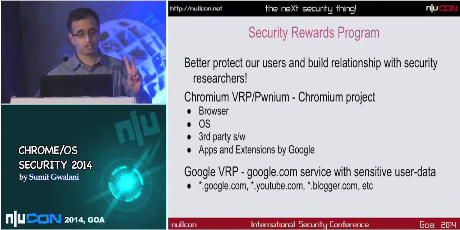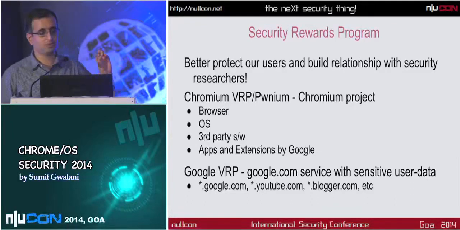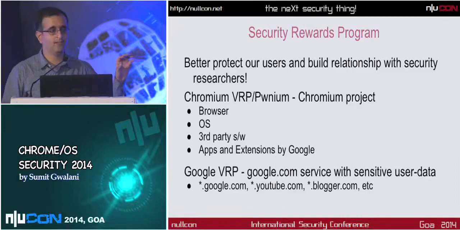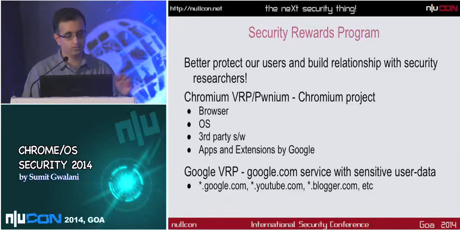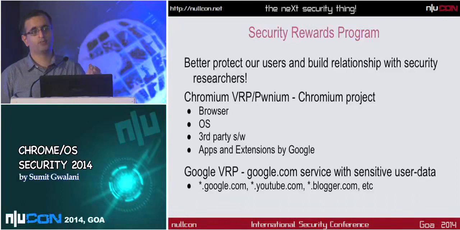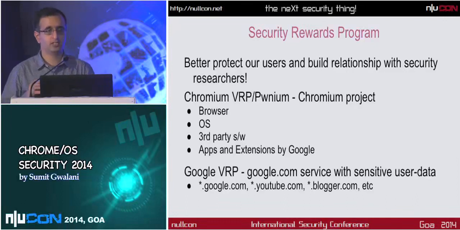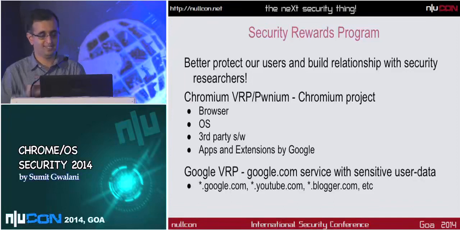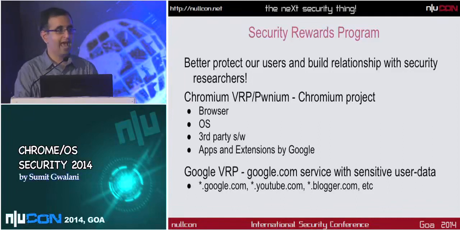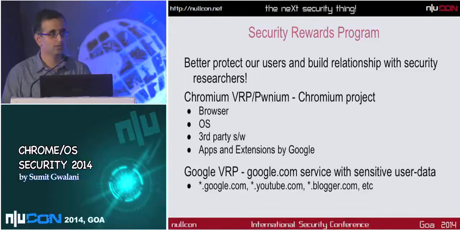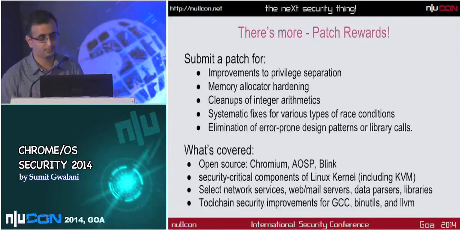We have two VRPs previously, which were the Chromium VRP and also the Pwnium project that we do. The Chromium VRP covers your Chrome browser, your Chrome operating system, some third-party software which is part of the Chrome browser or the Chrome operating system, and apps and extensions that are done by Google. The Google VRP covers some of the top Google sites.